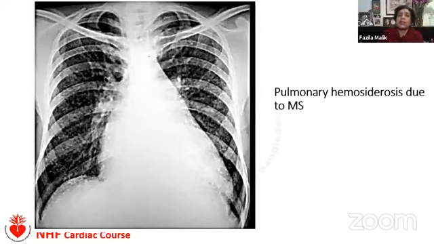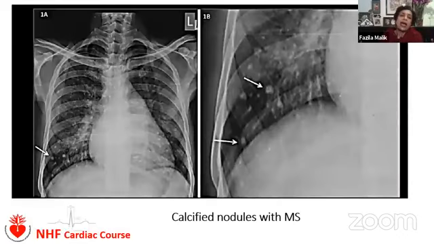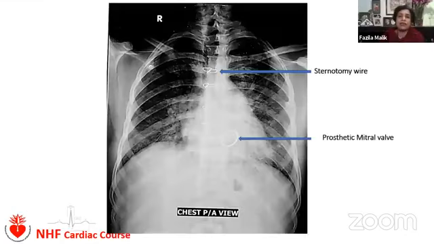pulmonary edema, the signs are usually reversible because if you treat the patient, the signs will disappear. But once hemosiderosis develops, this is sort of a permanent thing that happens. And with time, you can even end up with calcified nodules in case of mitral stenosis. Here also, you can appreciate the cardiac findings of mitral stenosis along with calcium in the lung fields.